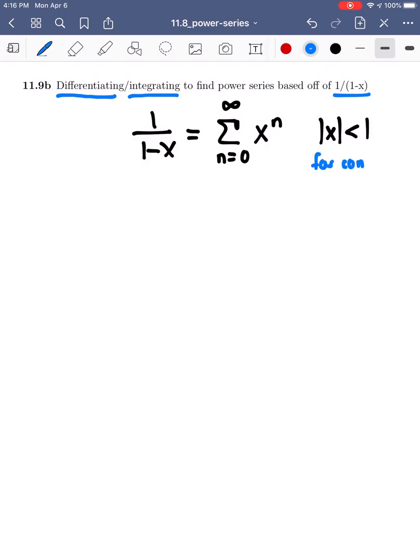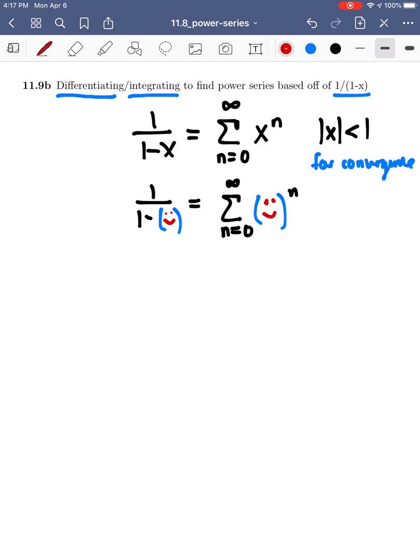Again, this was for convergence. And the way that we talked about this prior was basically by doing this stenciling approach, where we had 1 over 1 minus something. Wherever the x dependence was in our function, we replaced that with open parentheses and did the same exact thing in our power series as well. So whatever we put inside those blue parentheses, we could put inside of our power series as well.